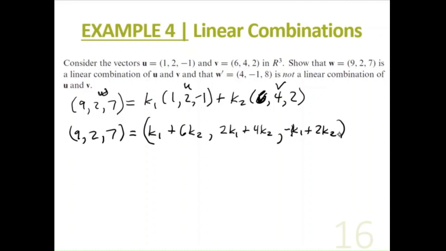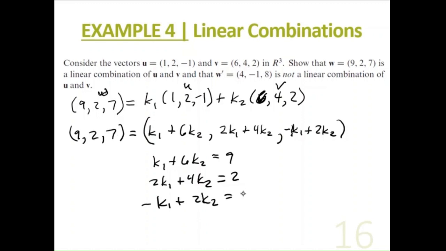And so you could see here how we can then write our different equations from that. For our first components, we'd have k1 plus 6k2 equals 9. So this one would be equal to these first components here. Then we'd have 2k1 plus 4k2 equals 2. And then we'd have negative k1 plus 2k2 equals 7.